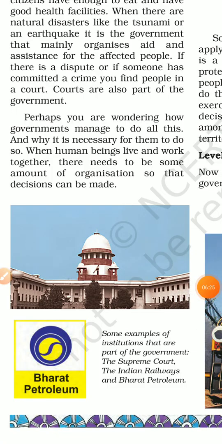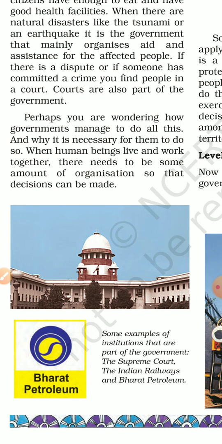From the examples that we just saw, you would have understood that the government run institutions are diversified in all types of areas, from medical to education to law and order to decision making. Perhaps you're wondering how governments manage to do all this and why it is necessary for them to do so.